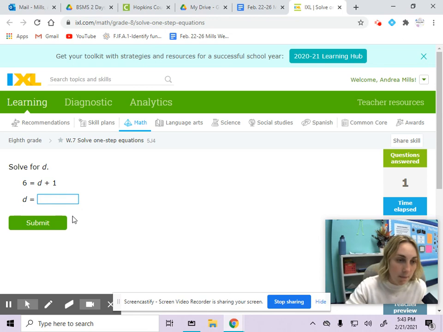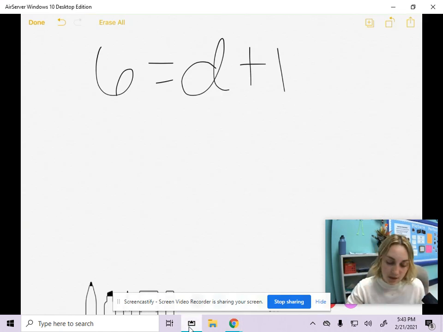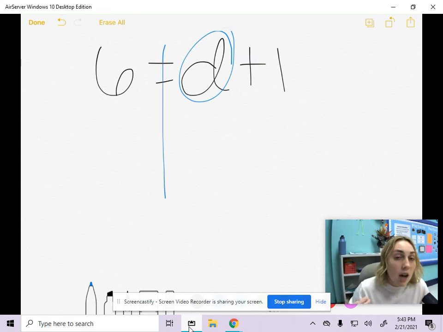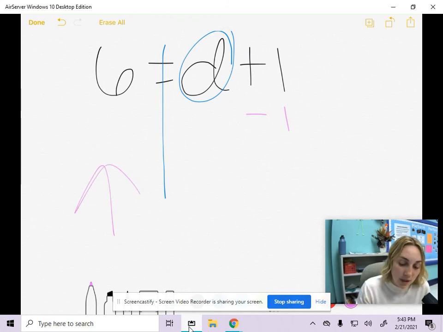All right, same thing. We have 6, and that is equal to d plus 1. In this case, we want to solve for d. We want to get d by itself. So if we want to get d by itself, I need to get rid of this plus 1 on that side of the equation. Again, I'm going to use its opposite to make that equal to 0. The opposite of positive 1 is negative 1. And if I do it on that side of the equal sign, I have to do it on the other side of the equal sign as well. So I need to bring that negative 1 to the other side.